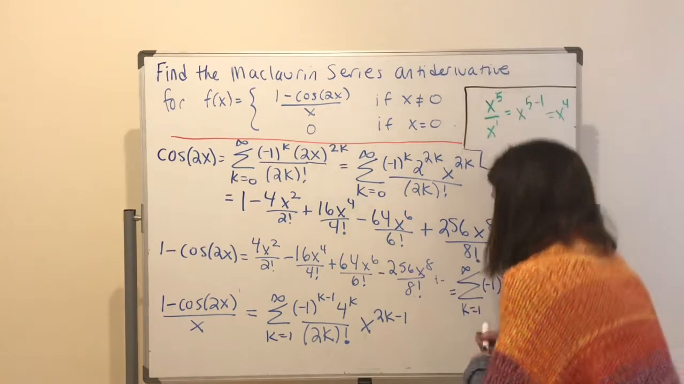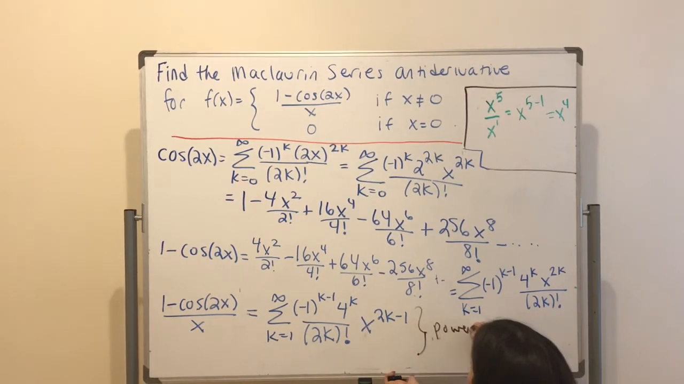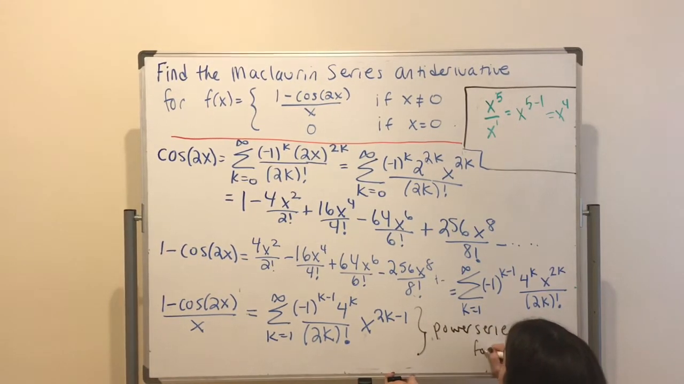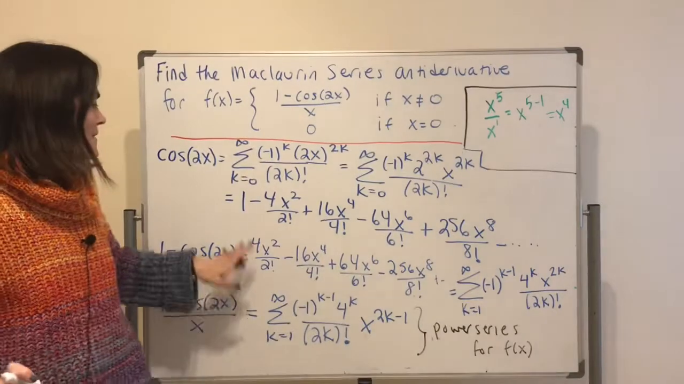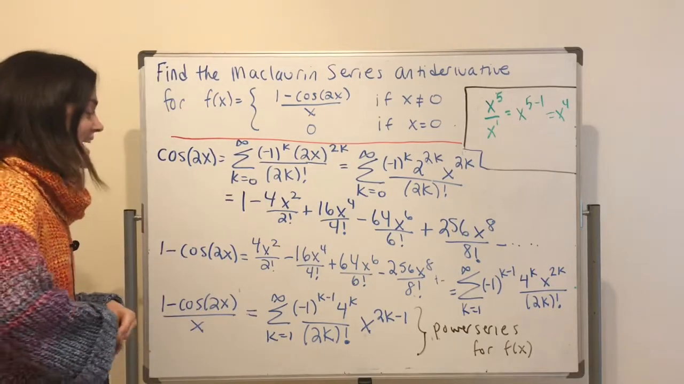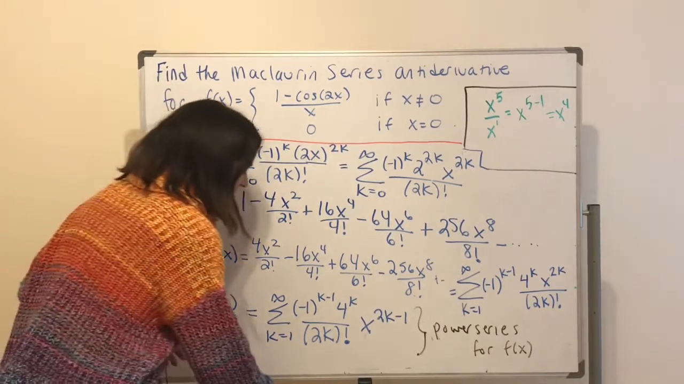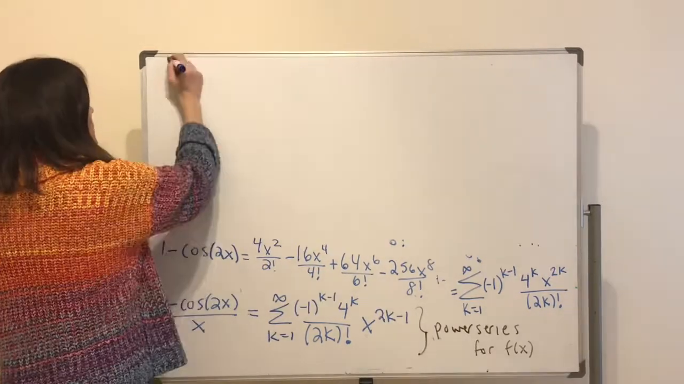So in fact, this is a power series for f of x, our original function. Maybe I should just write it that way. This is a power series for our function f of x, because as I mentioned, it is defined at 0, and it agrees with f of x at 0, and it agrees with f of x when x is non-zero. Okay, so far so good, except we haven't even done part A yet. Part A, we need to find the antiderivative. Well, let's erase.